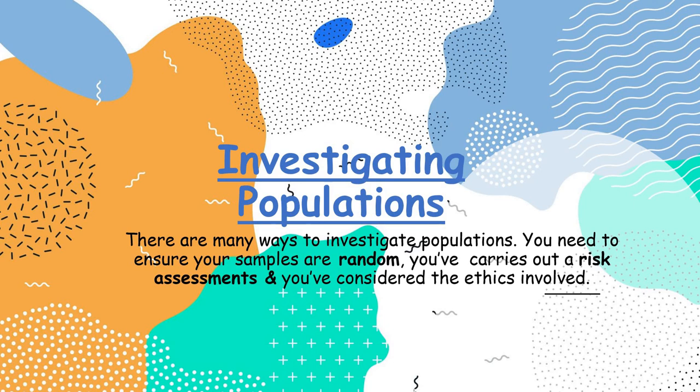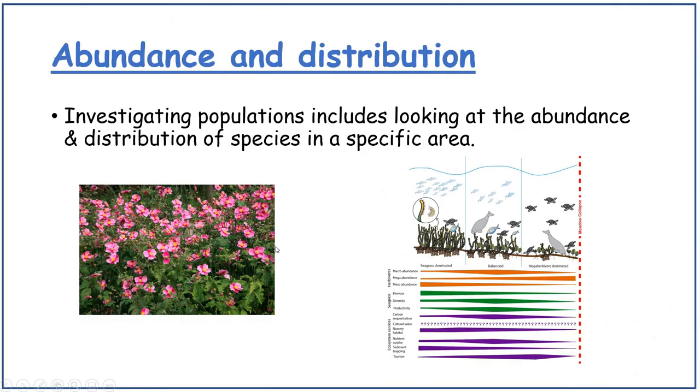Investigating populations. There are many ways to investigate populations, and you need to ensure your samples are random, you've carried out a risk assessment, and you've considered the ethics involved. So first, a look at the terms abundance and distribution.